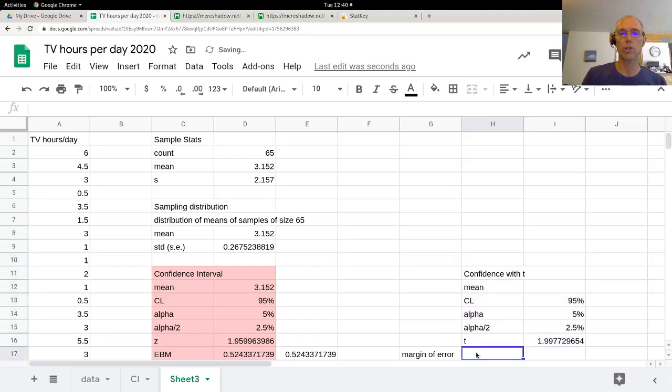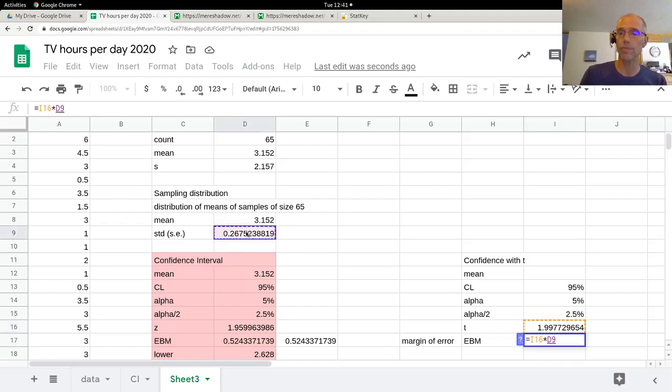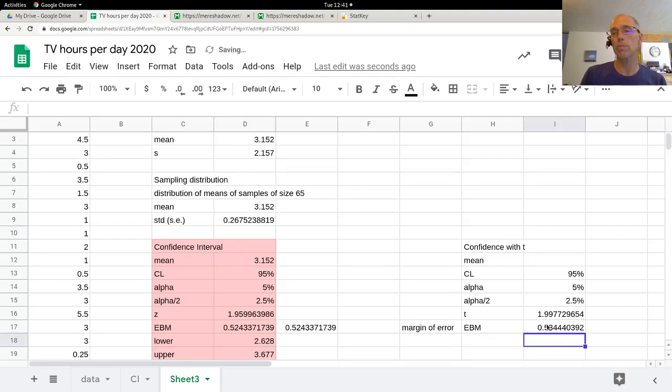All right, so for the margin of error, the error bound on the mean, it's pretty similar to before. I'm going to take my t-score and multiply that by the standard error, which again is the sample standard deviation divided by the square root of the sample size. And notice I have a slightly bigger margin of error, 0.5344 versus 0.5243. Okay, so slightly larger.